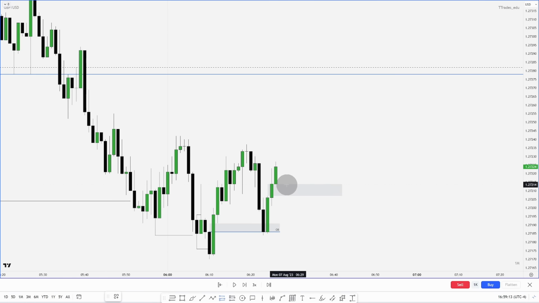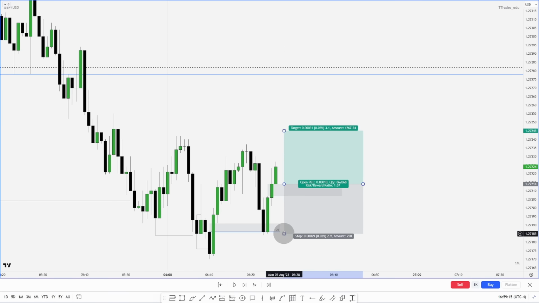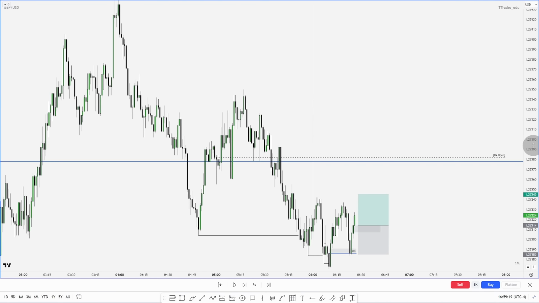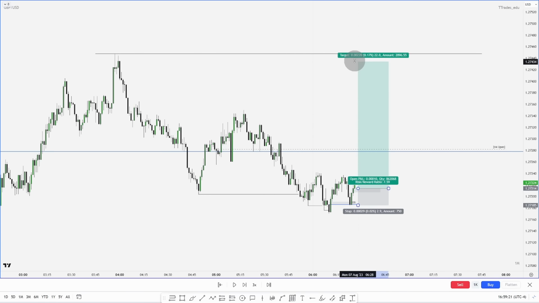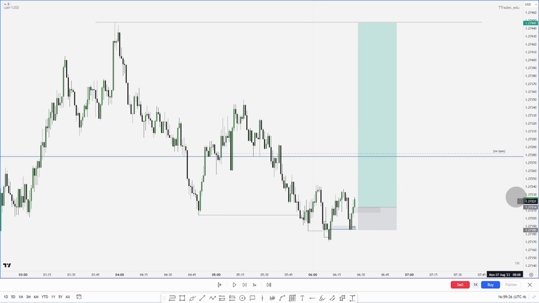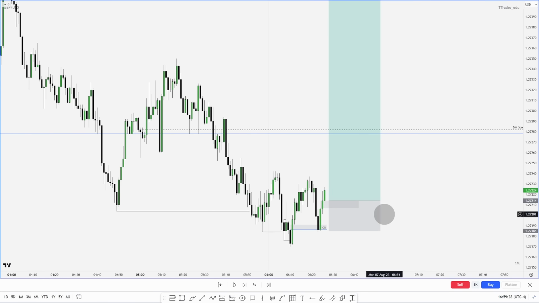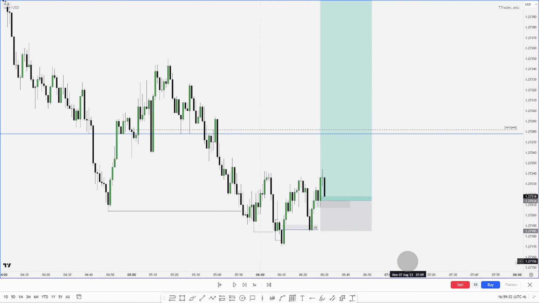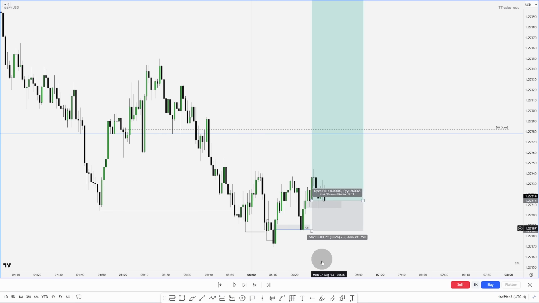So this would be an entry right here. I stop there. I could look to partial, or I can look to draw towards our 4-hour drawn liquidity, right? So let's see what happens. Right? Ideally, if price reaches below this fair value gap here, we want to see this order block respect price.